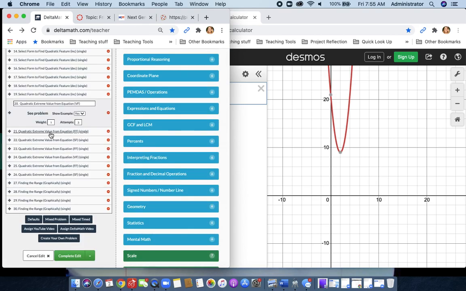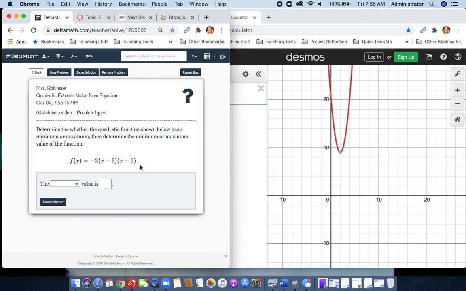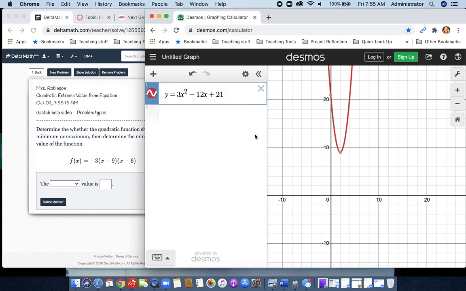So just keep those things in mind. Again, what's going to be interesting about these is, can we always see it from the form? Nope. So what form is this? This is in factored form. We do not see the vertex here. So what am I going to do? I'm going to go over to Desmos.